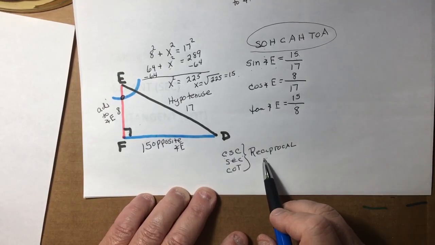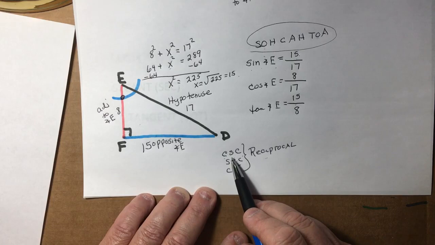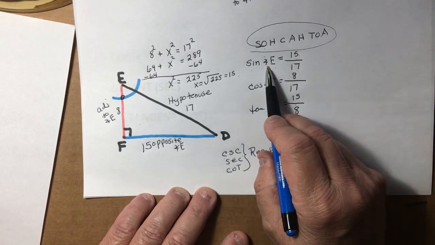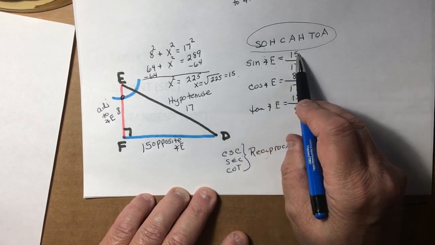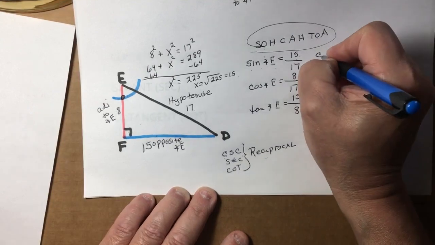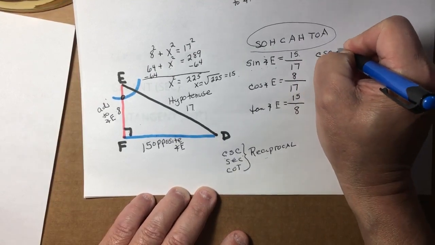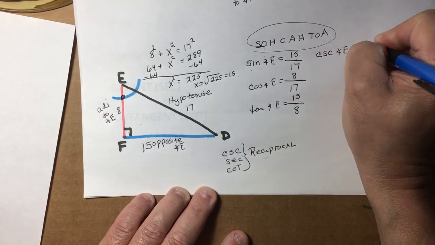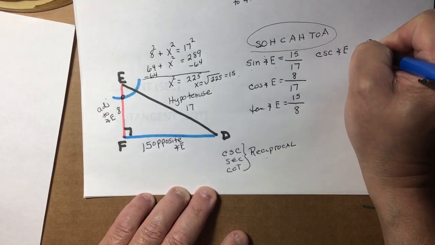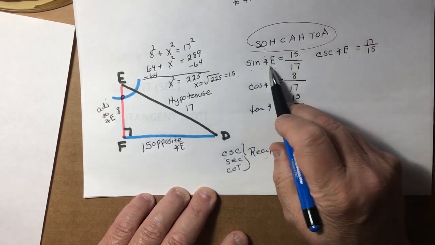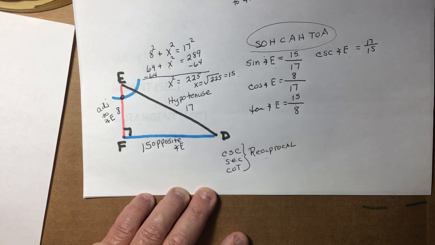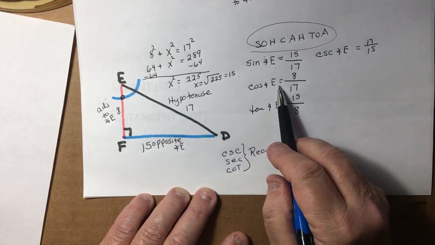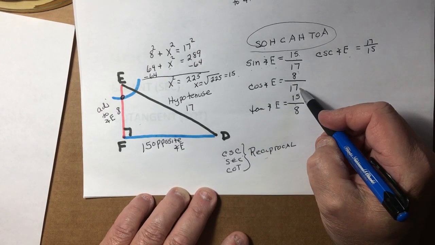Reciprocal means upside down. The cosecant is the sine upside down. So if the sine of angle E is 15 over 17, the cosecant of angle E is 17 over 15. It's the reciprocal of sine. Reciprocal means upside down. The cosine of angle E is 8 over 17.